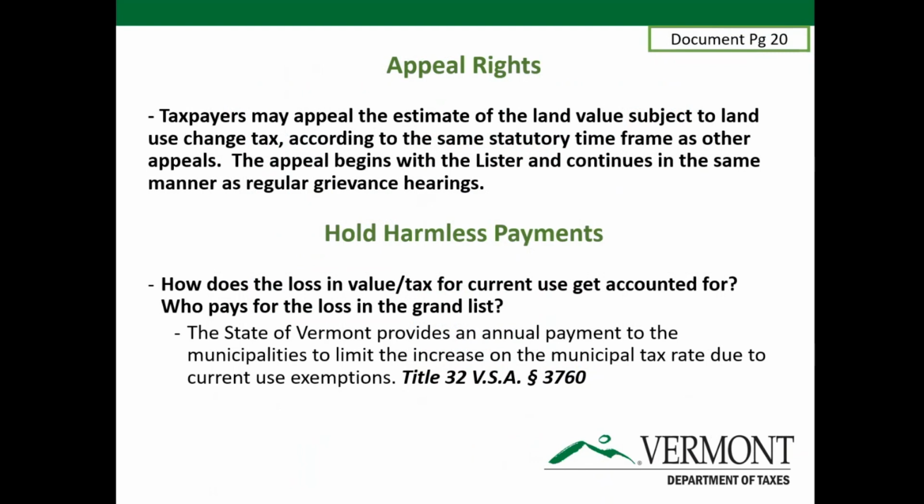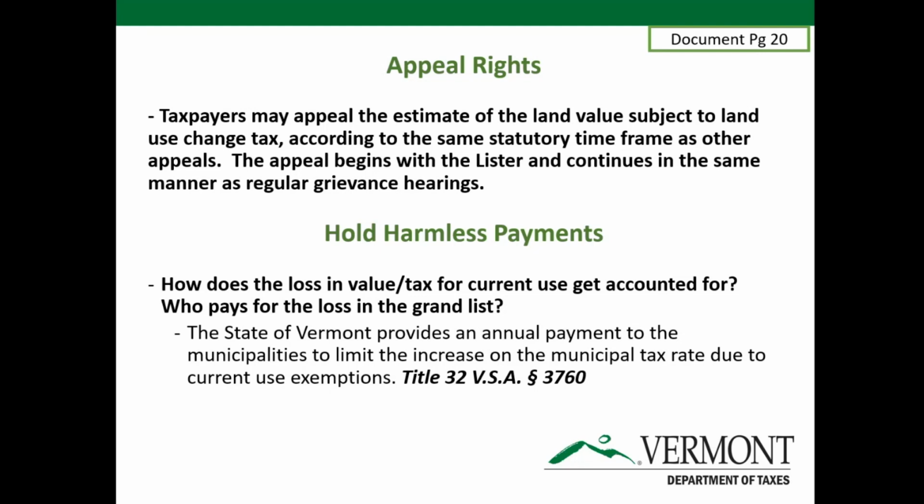All right. This appeal rights is a little bit out of place. We're going to skip that one. We're going to talk about hold harmless real quick. How does the loss in value or tax for current use get accounted for? Who pays for the loss in the grand list? In short, the state of Vermont provides an annual payment to the municipalities to limit the increase on the municipal tax rate due to current use exemptions, and that is pursuant to Title 32 VSA 3760, which is also available in its full text at the back of your document.